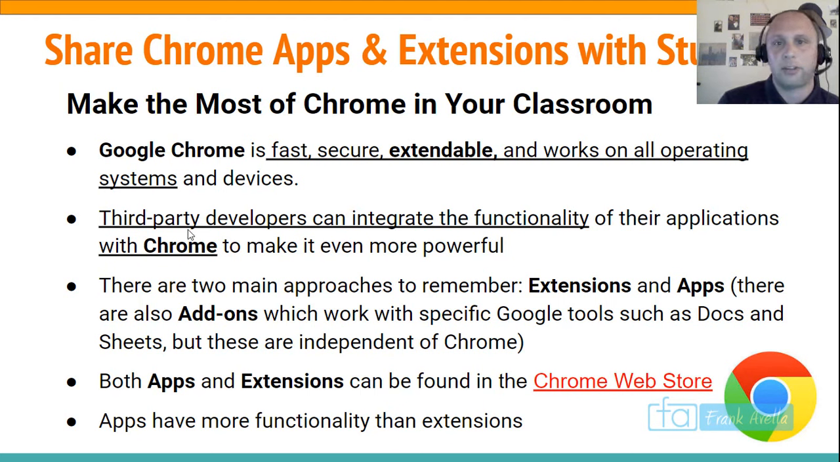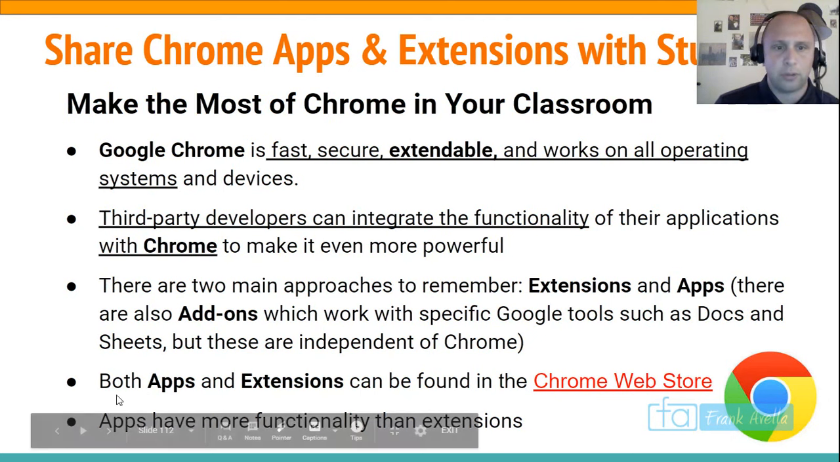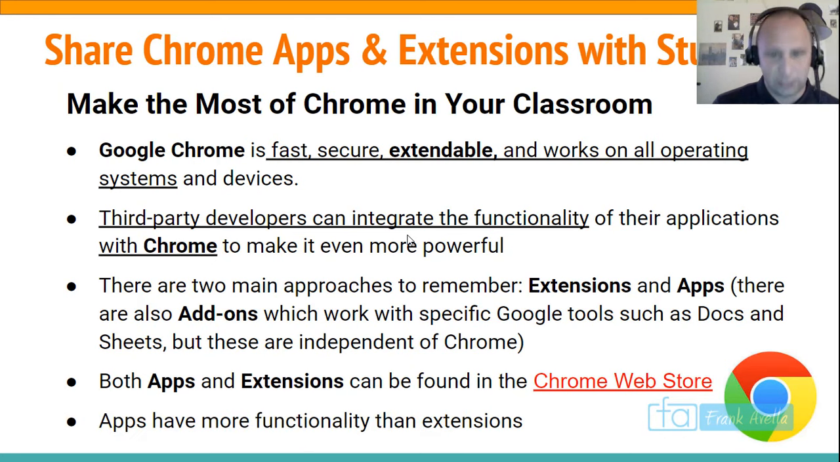Third-party developers can integrate the functionality of their applications with Chrome to make it even more powerful. There are two main approaches to remember: extensions and apps. There are also add-ons, which work with specific Google tools such as Docs and Sheets, but are independent of Chrome. So remember, there are add-ons specific for Google Slides and add-ons specific for Google Docs. The extensions you're going to get from Chrome. If you look at the top right, and it'll be in my Google video, you could see all the extensions in your Chrome. Now, both apps and extensions can be found in the Chrome Web Store. And apps have more functionality than extensions.